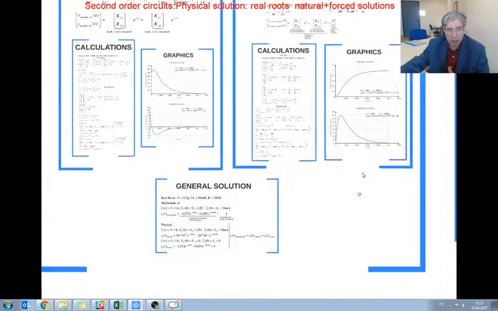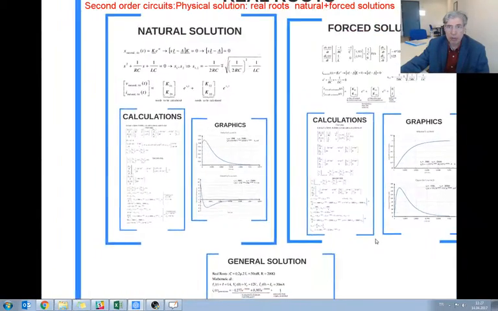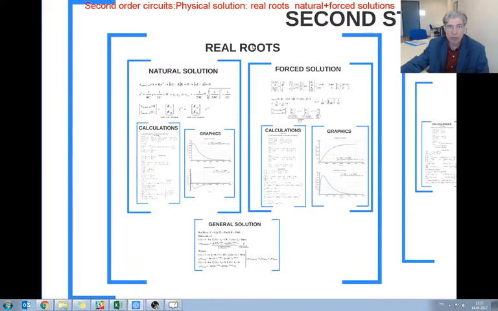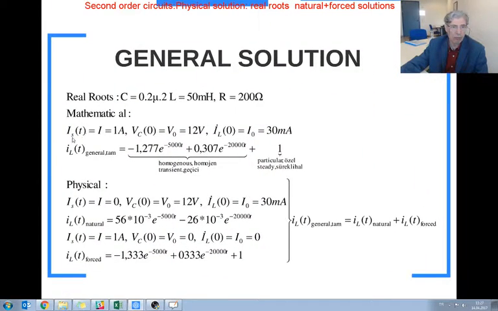So the next step is the summation of those two. So let me go a bit further. Real roots, find the natural solution, find the forced solution, add those up, you're going to get the same solution that you found for the mathematical solution that is given here. That's the mathematical solution. And that is the physical solution, natural one, and the forced one. When you add those up, you're going to find this one. So that's the end of this video then.